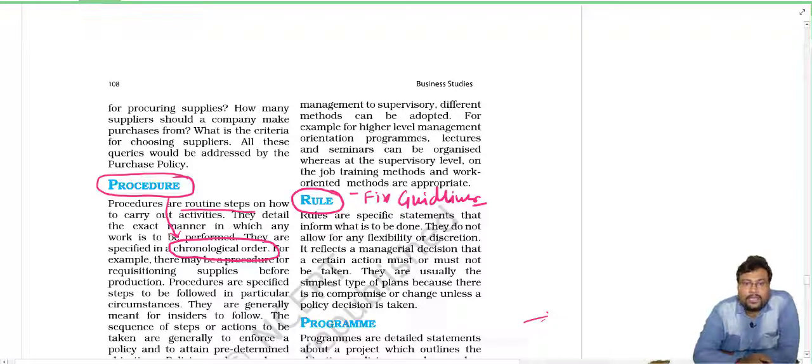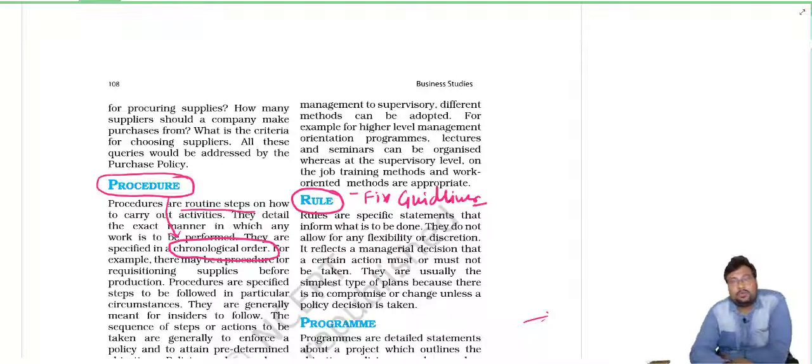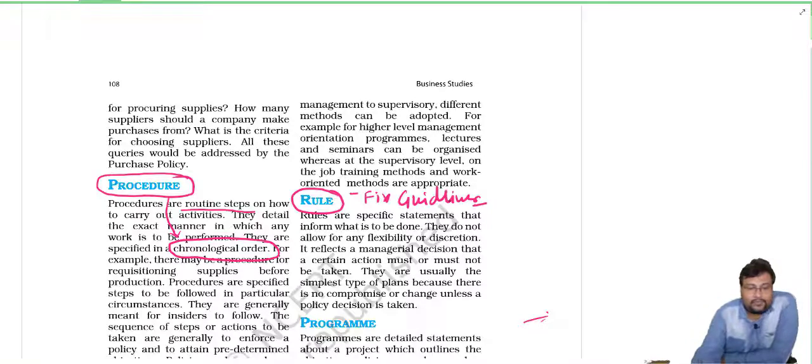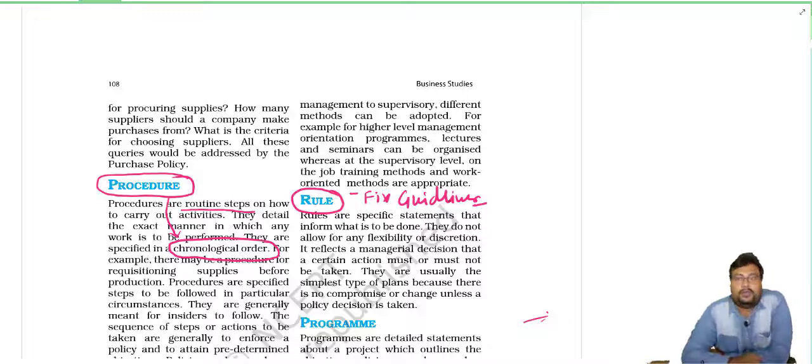Rules tell you what to do, what not to do. Rules are telling you what to do, what you don't have to do. Like suppose there's a rule that in our factory it is a no smoking zone. So in our factory smoking is a punishable act. It is a rule. It is for everyone. It will not change from person to person, organization to organization, place to place.